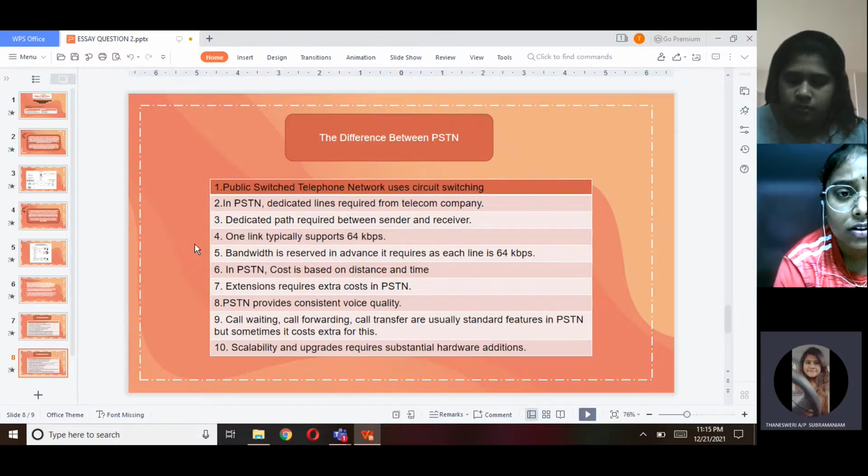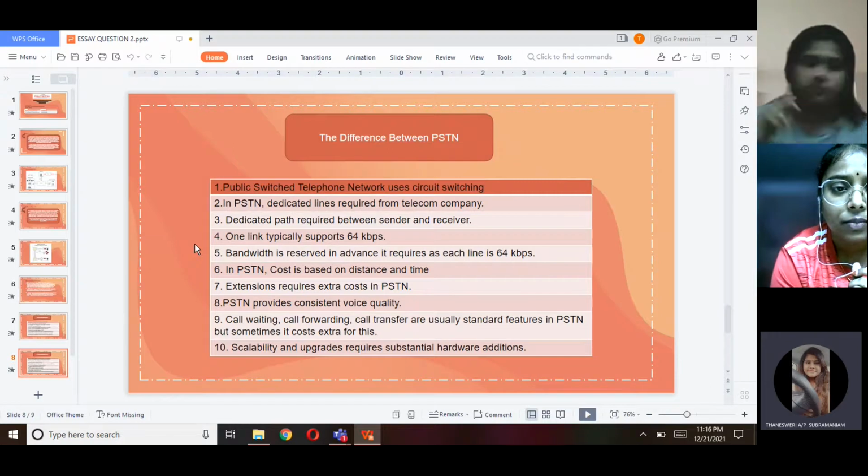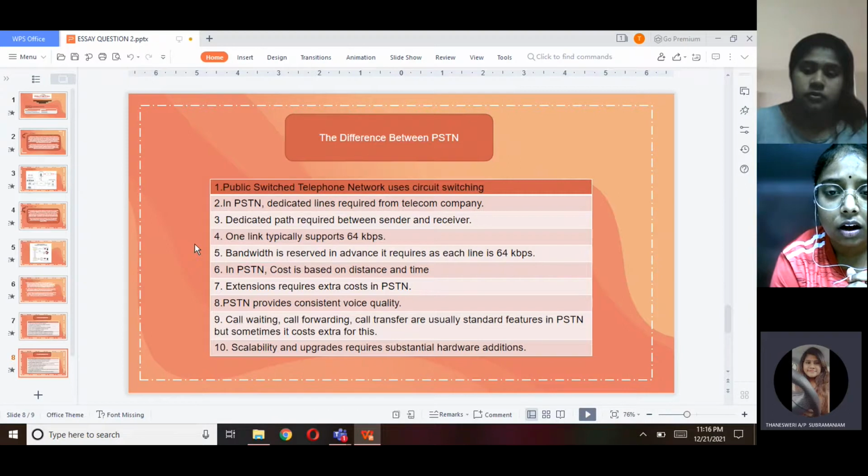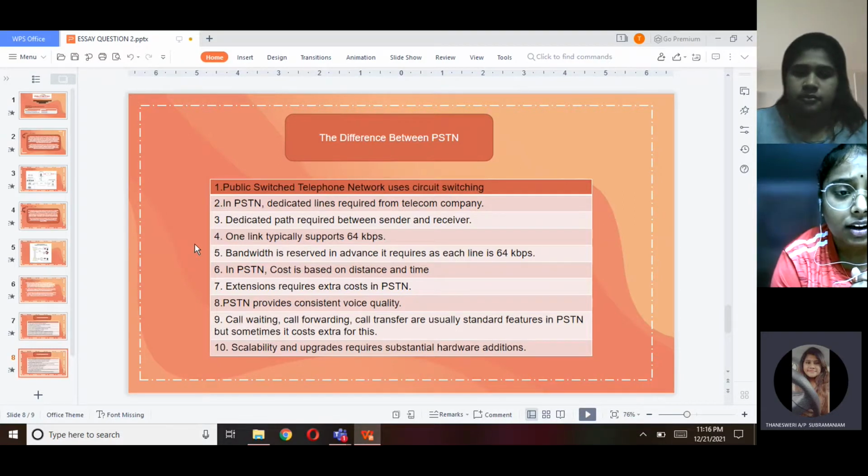Fifth, bandwidth is reserved in advance. It requires this as each line is 64 kbps. Sixth, in PSTN, cost is based on distance and time. Seventh, extensions require extra cost in PSTN. Eighth, PSTN provides consistent voice quality. Ninth, call waiting, call forwarding, and call transfer are usually standard features in PSTN, but sometimes it costs extra for this. Tenth, scalability and upgrade require substantial hardware addition.